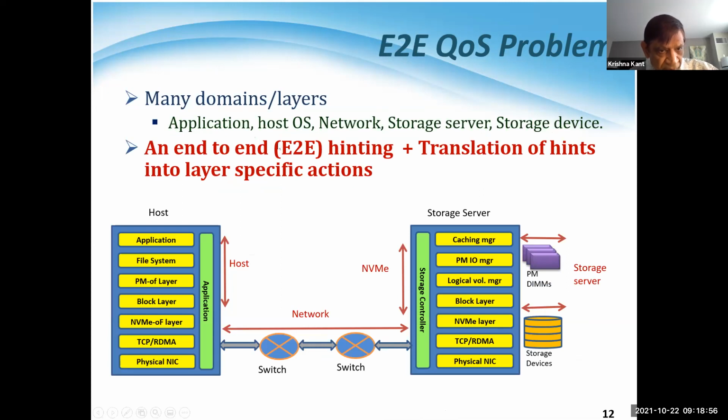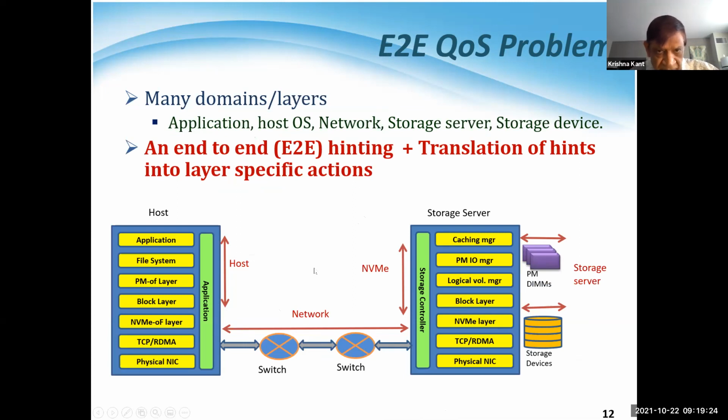Okay, so if you go from host all the way to the target, target meaning the device, you have the QoS issues to handle in the host. You have the QoS issues to handle in the network. You have the QoS issues to handle on the storage server and the protocol side, and then in the device itself.